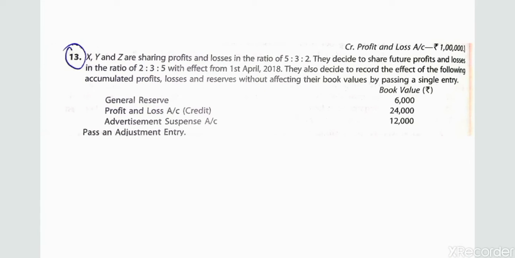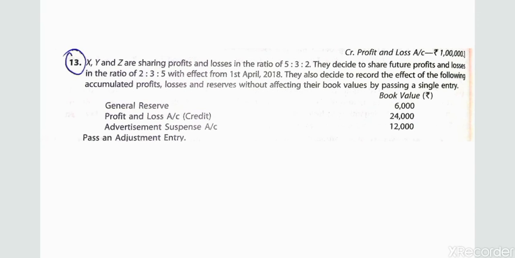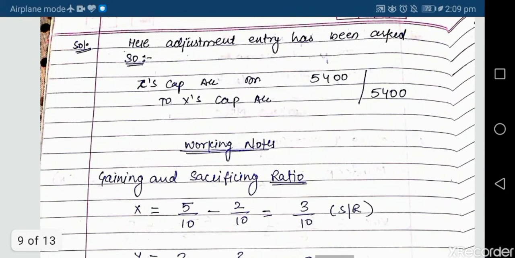Now it is clear that we have been asked like this, but in the earlier question it was not asked like that. In that case we had to write off, and in this case we need not write off all these things. That means while passing journal entries, the names of general reserve, profit and loss account and advertisement suspense account won't appear. So we have to find out the net effect value. Now move to the solution part. This is our solution part, where I have calculated and passed.